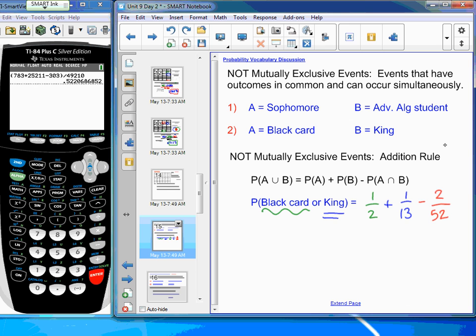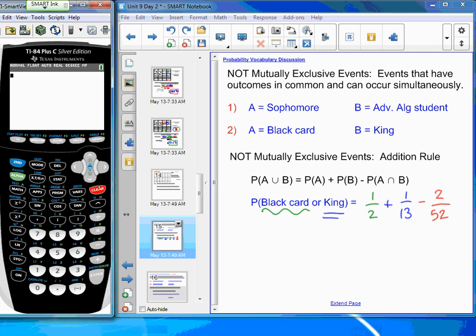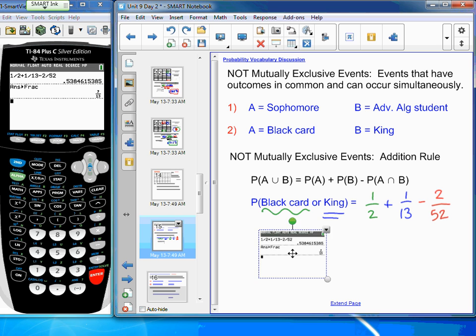Awesome. So what will we do when we get that? Well, I'm dying to know what that is too. So 1/2 plus 1/13. Jacob, you on this? Minus 2/52. I'm going to math frack it because I want to see what that is. So it looks like 7/13 chance.